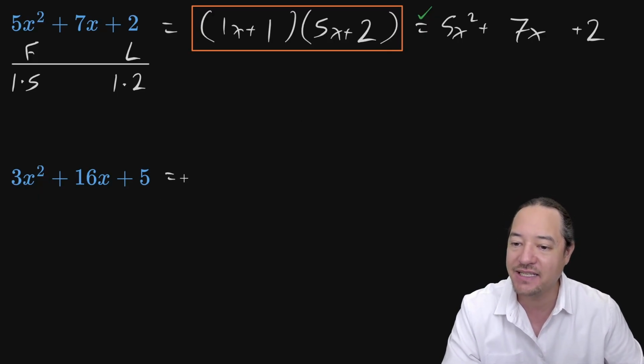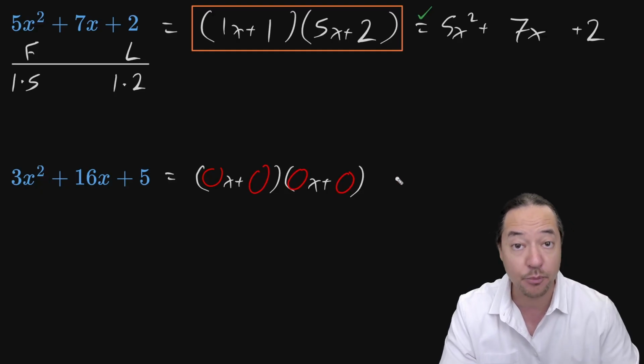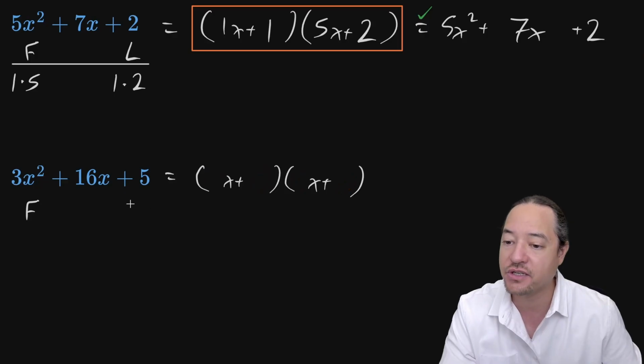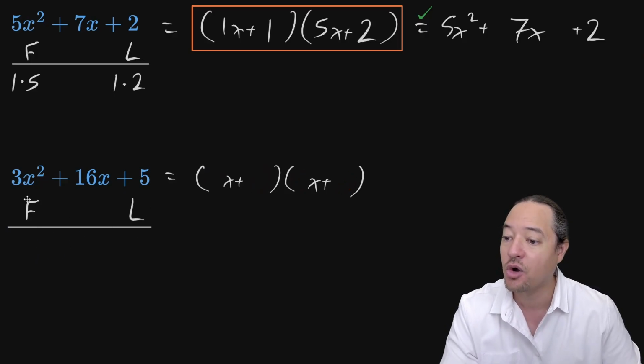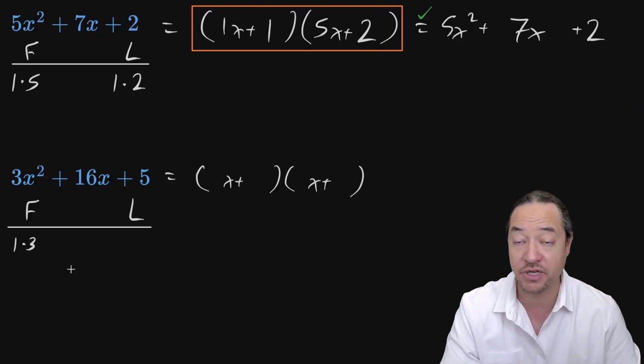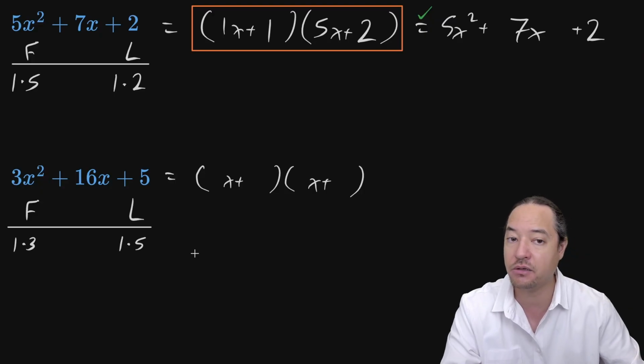Okay, same idea. This should equal some x plus something times some x plus something, but we need to figure out what numbers we're going to put over here, our P, Q, R, S, right? So once again, let's look at the first terms, and we'll have the last terms as well. We need to figure out what the factors of 3 are. Well, the factors of 3 are 1 times 3, right? That's it. 3 is a prime number. 5 is also a prime number, so just 1 times 5, and that should be it.